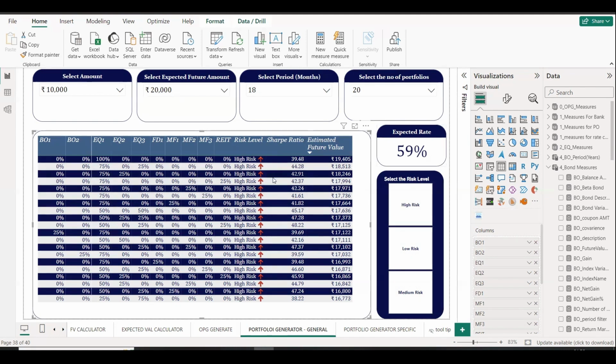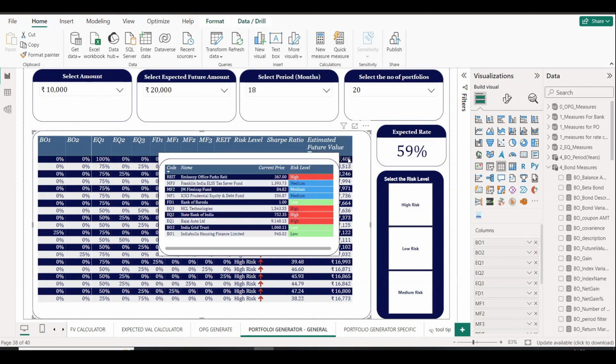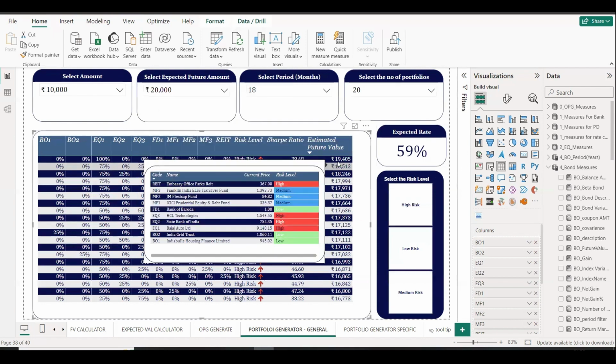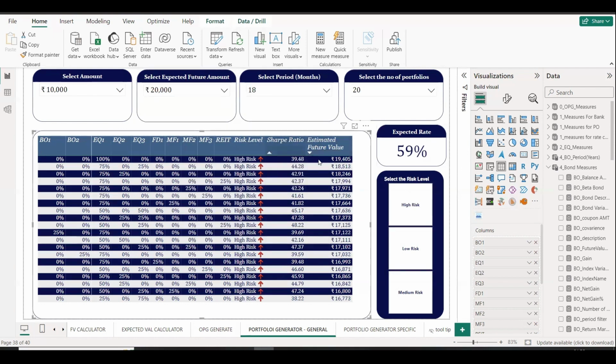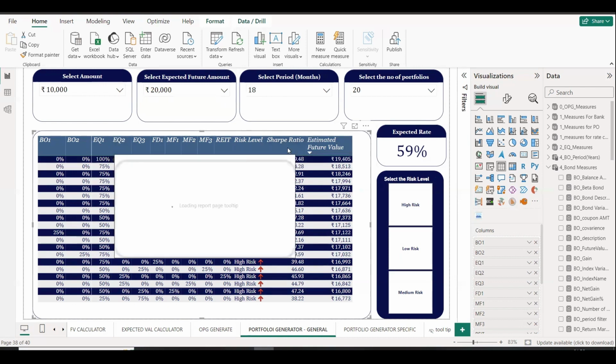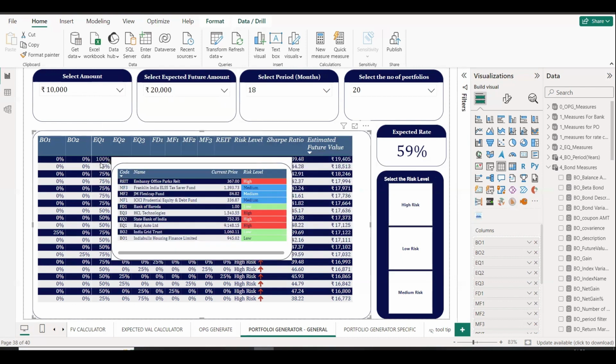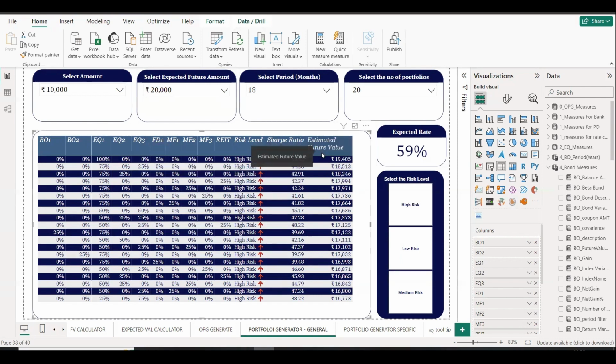So by creating an optimum portfolio, will I be able to generate a similar level of return in future? So you can see here that my expected rate is almost 60%, but this particular portfolio here is showing 19,000 rupees. So this 19,000 rupees is very close to my expected figure. So by investing in EQ1, let's see the code here, EQ1 is Bajaj Auto. So by investing in Bajaj Auto only, you might be able to earn 59 percentage return and close to 20,000 rupees by investing rupees 10,000.